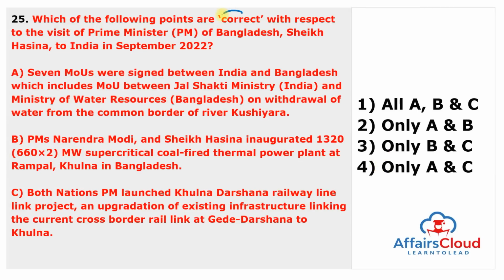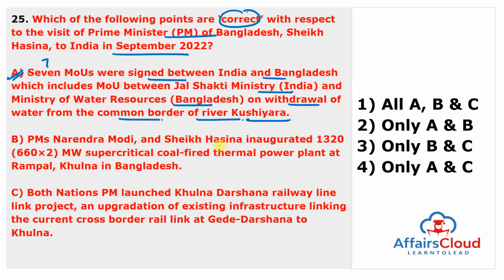Which of the following points are correct with respect to the visit of Prime Minister of Bangladesh Sheikh Hasina to India in September 2022? So let's read the statement. 7 Memorandum of Understanding was signed between India and Bangladesh, which includes MOU between the Jal Shakti Ministry and the Ministry of Water Resources Bangladesh on withdrawal of the water from the common border of river Koshiara. This statement is true. Remember, this is river Koshiara.